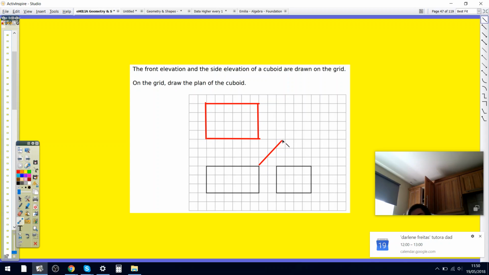You have to draw the plan of a pyramid. How would you do that? Would you do its front and its side and its... No. What would a pyramid look like from the top? A triangle? No. So let's be a point.